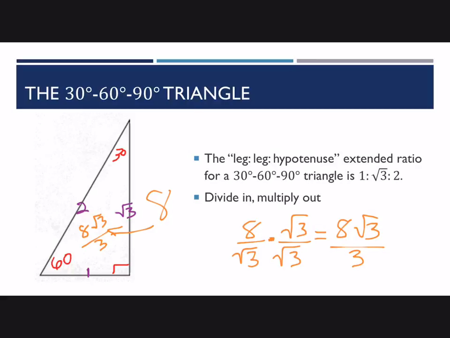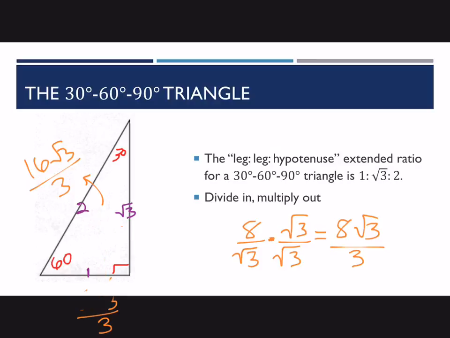Alright, and then you multiply out. So times 2, which would be 16 square root 3 over 3. And then times 1, so this leg is going to be 8 square root 3 over 3.